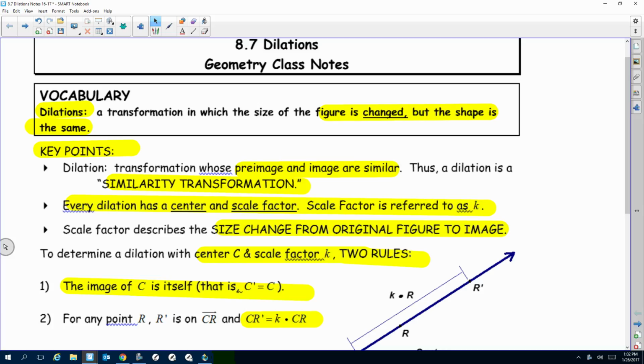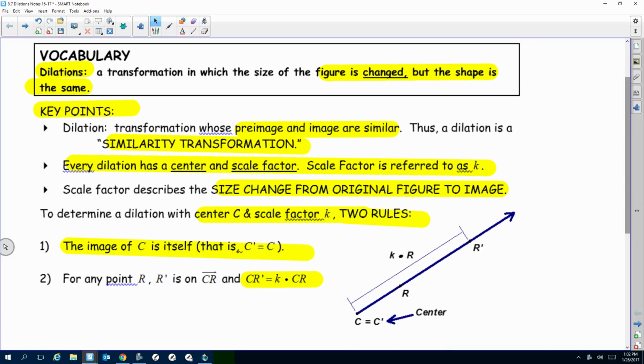Okay, so we're looking at the figures change, but the shape stays the same. We hit some of these key points a little bit yesterday. The pre-image and the image are similar, so that's why it's a similarity transformation. Also, K is what we use for the scale factor universally. Sometimes they use a C or N or A. It's going to be a variable. The size change from the original to the image is always proportional.